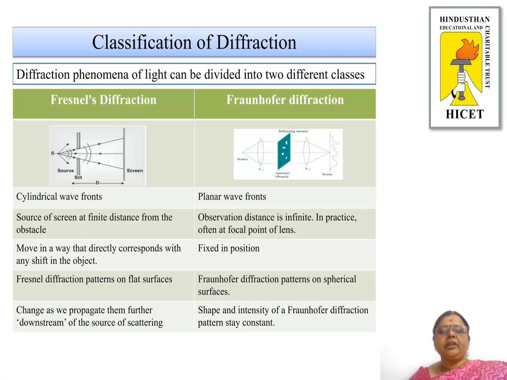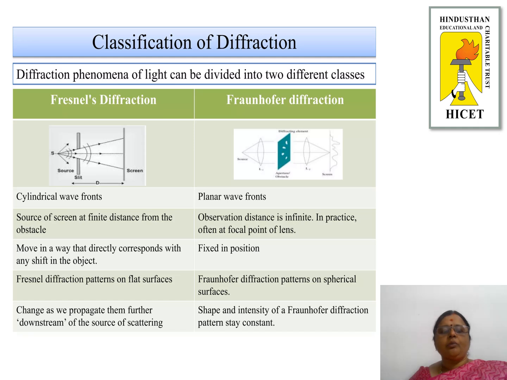Diffraction is classified into two types, Fresnel diffraction and Fraunhofer diffraction. Fresnel diffraction is produced by cylindrical wavefronts, whereas Fraunhofer diffraction is produced by planar wavefronts. In Fresnel diffraction, the source or screen is at a finite distance from the obstacle, whereas in Fraunhofer diffraction, the observation distance is infinite. In practice, it is often at the focal point of a lens.